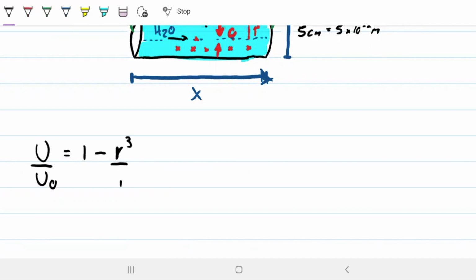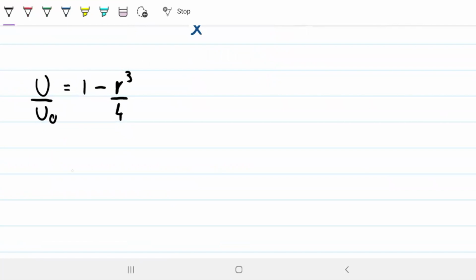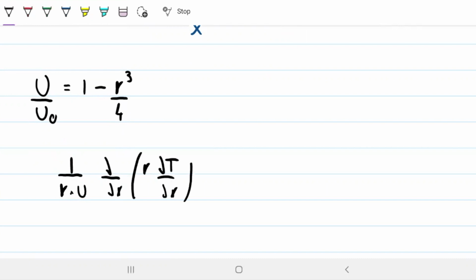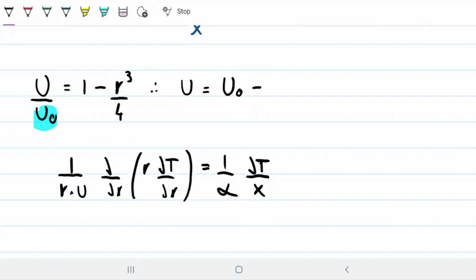r cubed over 4. So that is one equation that was given. And I'll rewrite the other one too, which says that 1 over r, the derivative with respect to r of r times how temperature is changing with r, has to be equal to 1 over the diffusivity times how the temperature is changing with x. First thing I'm going to do is send this term multiplying to the other side. So this will just be u naught times r cubed over 4.